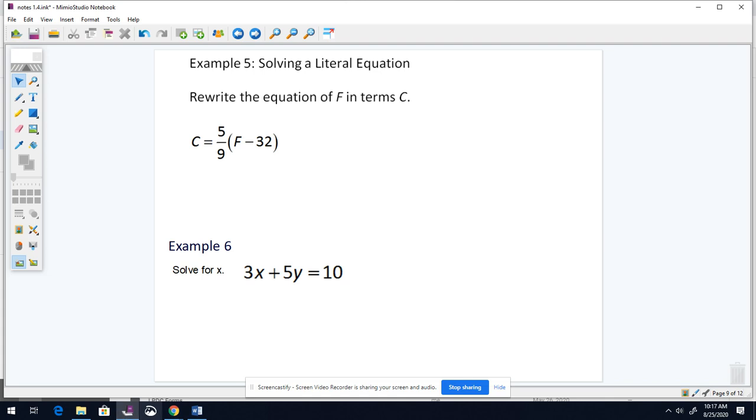So this is the rest of section 1.4. So we've talked about how to solve just regular equations, what I consider very non-word problem, non-formula type equations. Now we're going to look at what's called a literal equation.